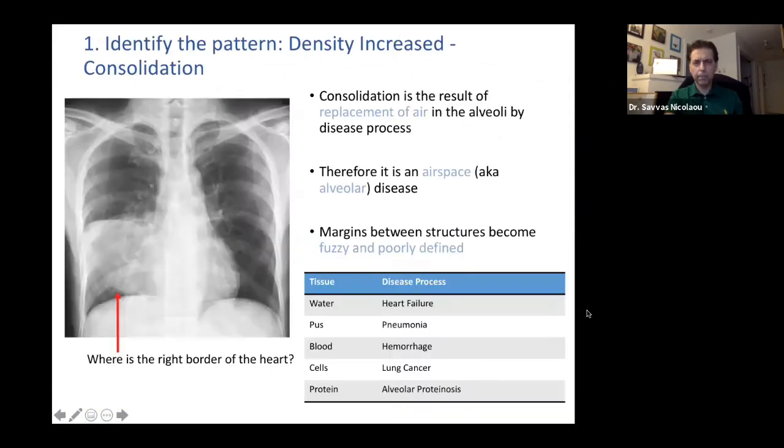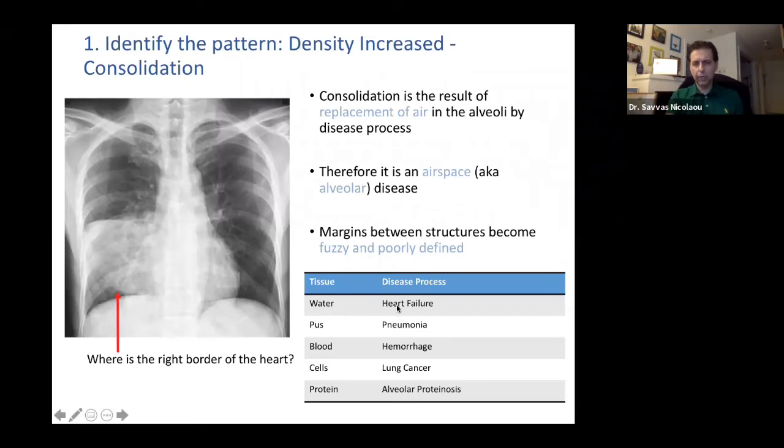Bear with me, here we go. So in this particular example, pattern of disease, increase or decrease? Increase, that we talked about. It's lobar in distribution. It obscures the right heart border, so it's in the right middle lobe. It's lobar, it's bright, it's consolidation.